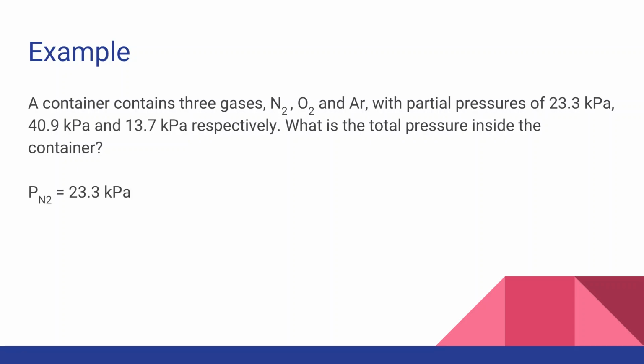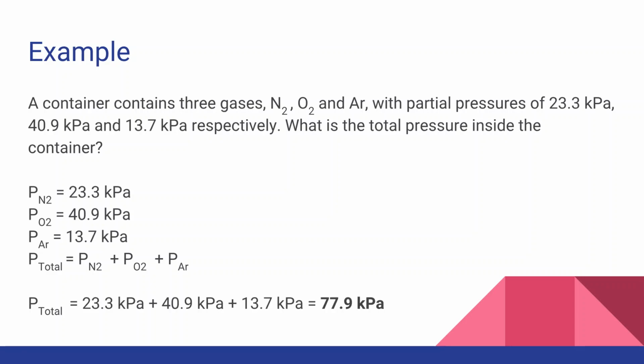So we have the given information of the partial pressures of each of the gases, and with Dalton's law of partial pressures, we can combine all these gases, and with the sum of this, we get 77.9 kPa, and that would be the total pressure inside the container.